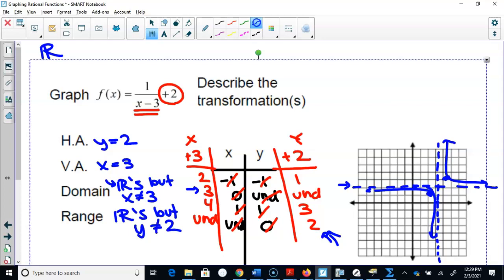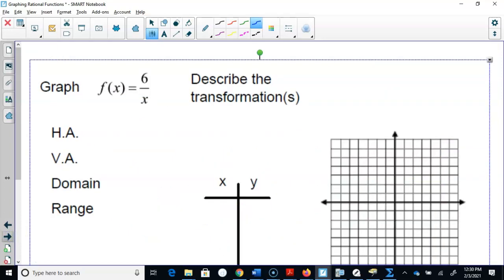Describe the transformation. What happened? Our parent graph moved to the right 3. You can see that by our addition of 3 over here on the table. And it went up 2. And we can see that by the addition of 2 over here. All right, let's move on, ladies and gentlemen.